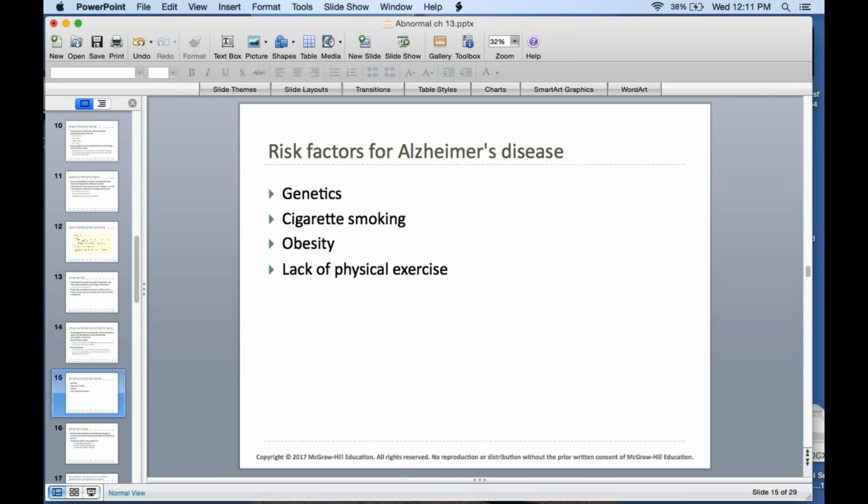Okay. Smoking cigarettes clearly is a bad idea in general, right? But also is not helpful if you're trying to avoid dementia. Obesity seems to play a correlational role. Lack of exercise plays a correlational role.